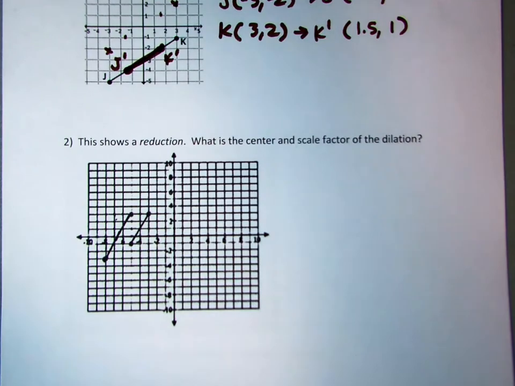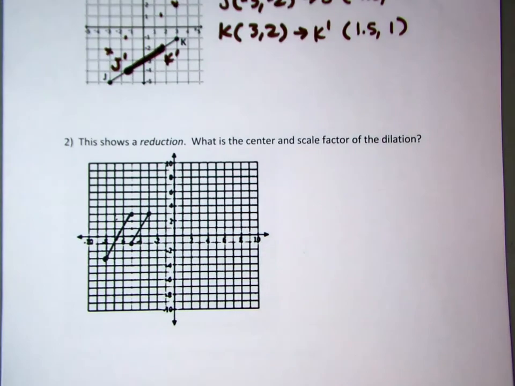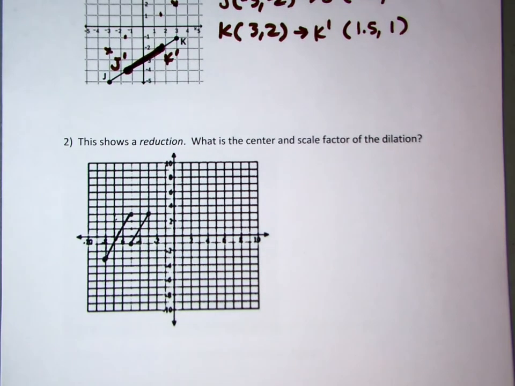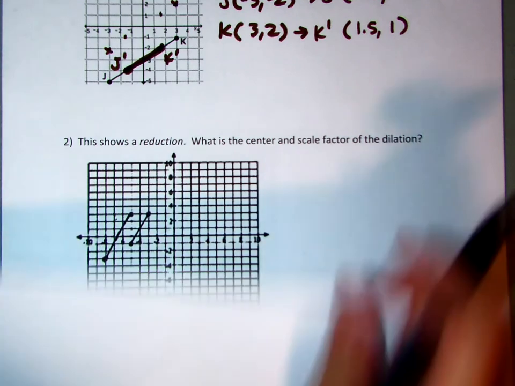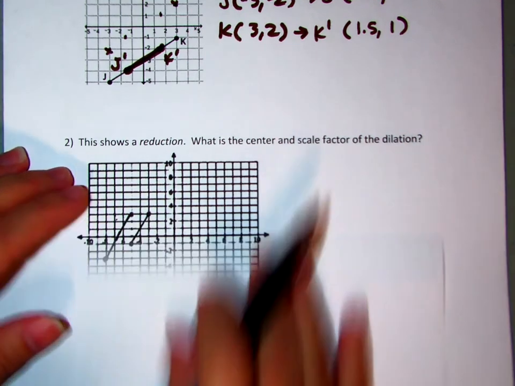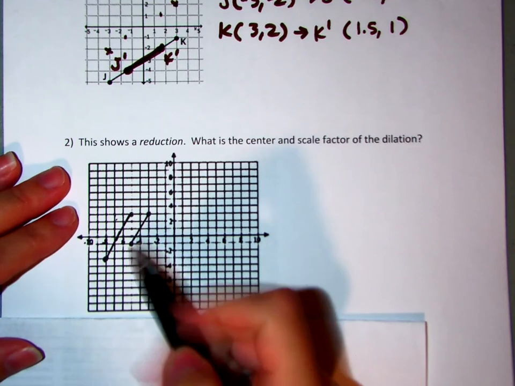Now what we're going to do in number 2 is we've got a reduction, and we're trying to find the center and the scale factor. When you're doing this, you're going to want to take a piece of paper or a ruler. You want something that has a straight edge, and you want to be pretty precise because it's easier to see the center. So I'm even going to switch pens here. But to find the center, you want to connect your dots using a straight line, connecting where the primes would be.